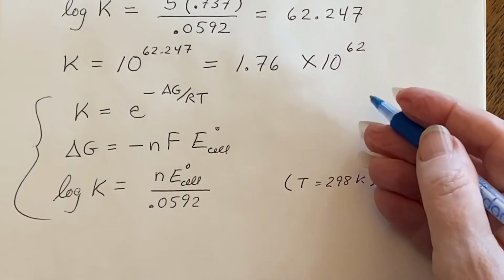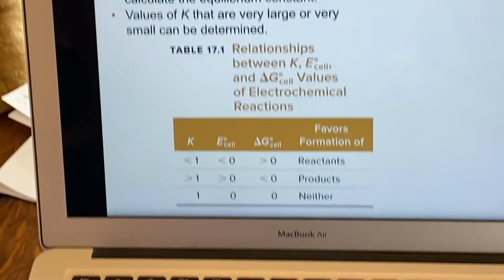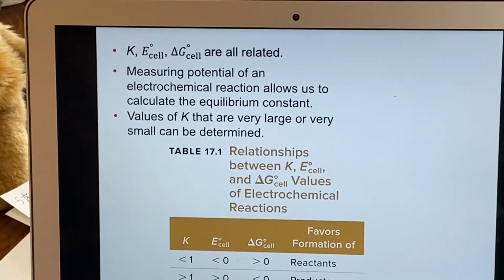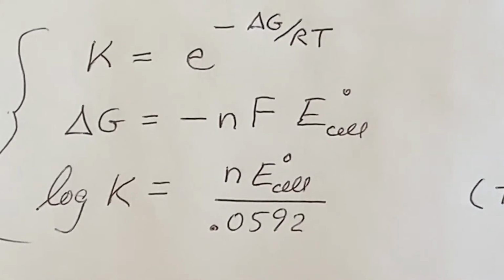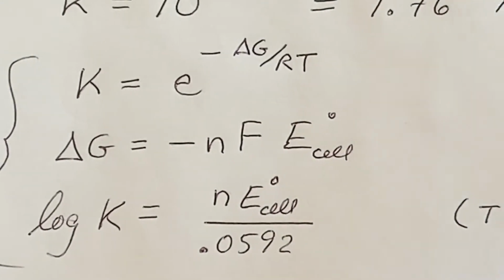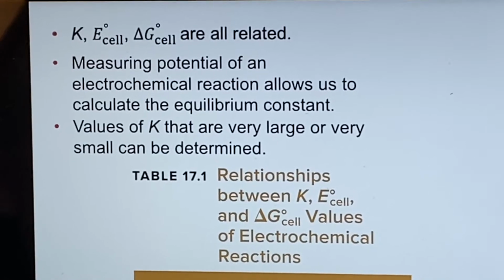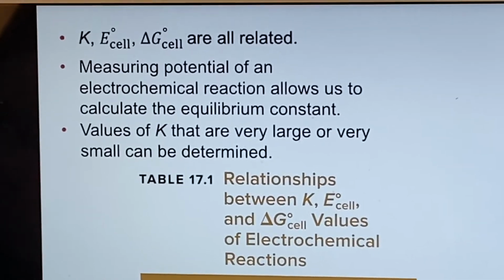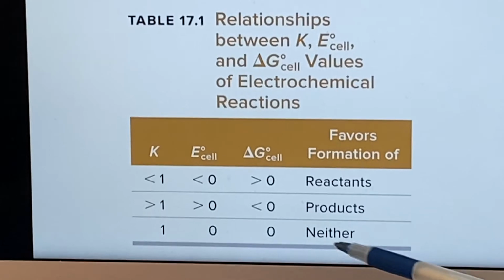We have these 3, they're all related, and so we can use the potential, E, to tell us what the equilibrium constant is. And that's what we just did. It allows us to calculate values of K that are incredibly large or incredibly small. Otherwise, we would have a very difficult time measuring molarities and so on to do that. But if we set it up in this way, we can measure them when they're very, very large or very small. And we have a little table here that summarizes things.